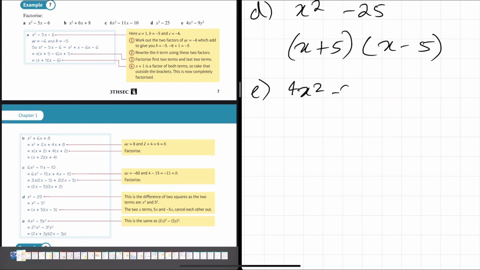4x squared minus 9y squared. Here I can also see that 4x squared has a square root of 2x and 9y squared has a square root of 3y. So I can apply difference of two squares again, and it will simply be 2x plus 3y, 2x minus 3y.